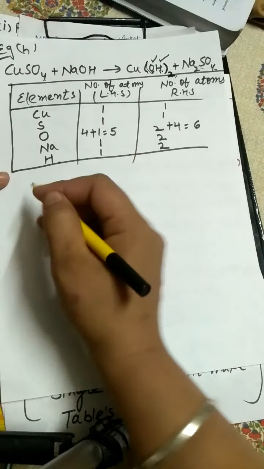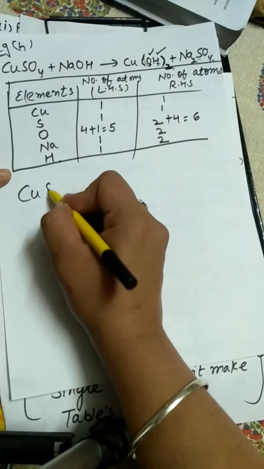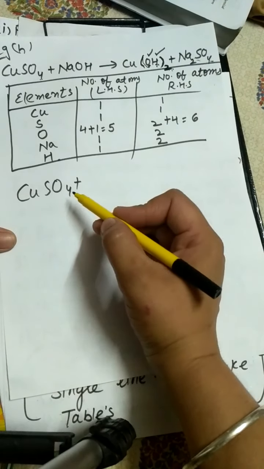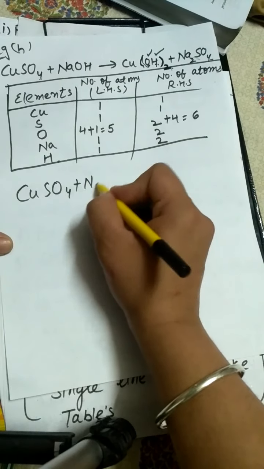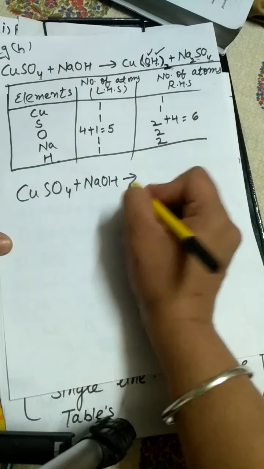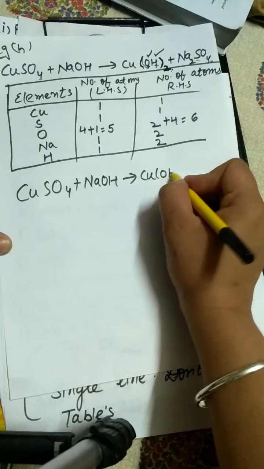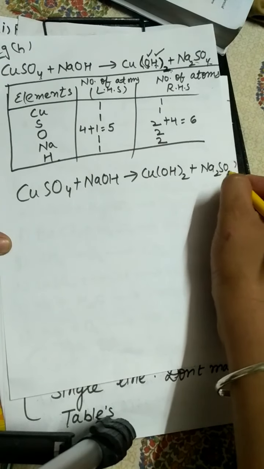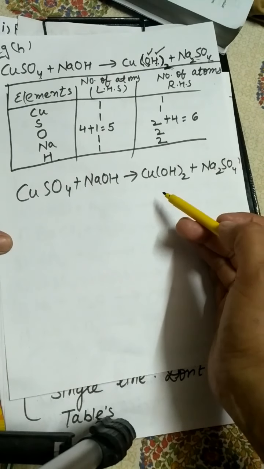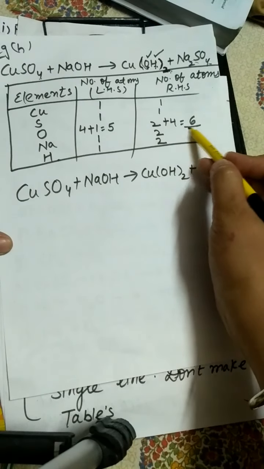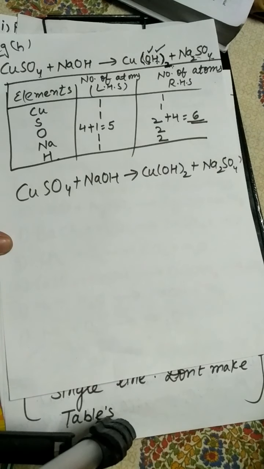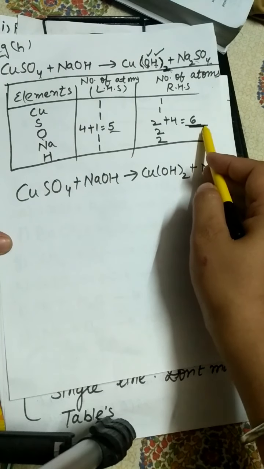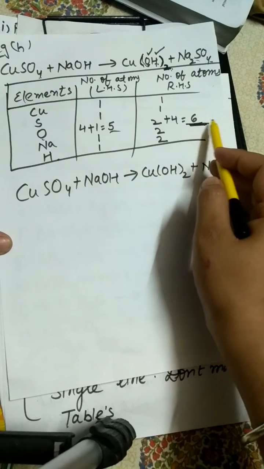Now in order to balance it, what will we do, beta? Copper sulfate plus NaOH, sodium hydroxide, gives copper hydroxide plus Na2SO4. So in order to balance it, we start with the number which has the maximum number of atoms. Here 6 in front of oxygen, 6 and 5 is here. So 6 is the maximum number. So we will balance the oxygen first of all.